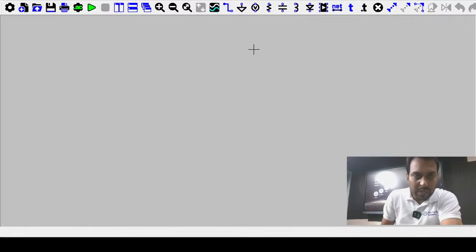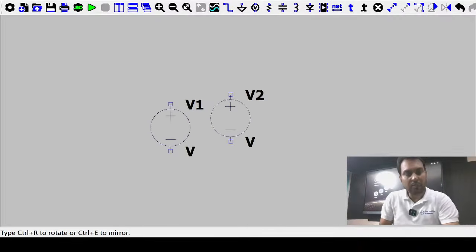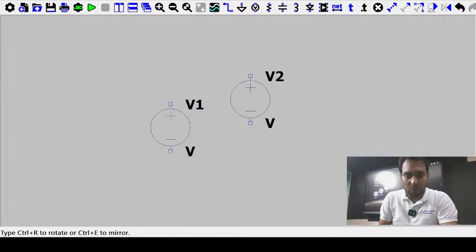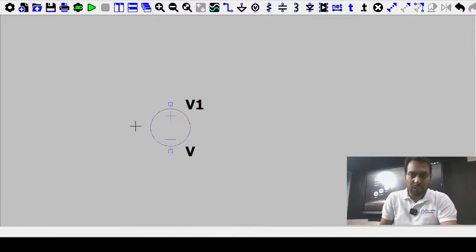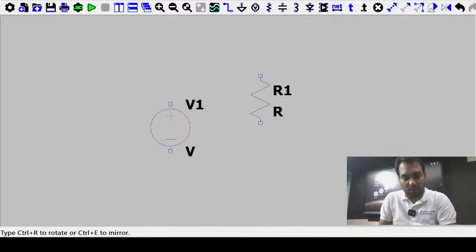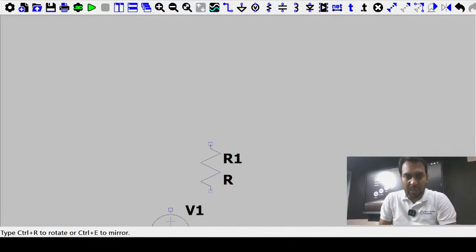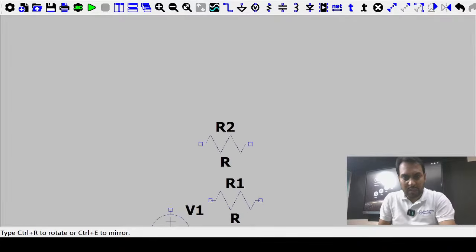Okay, so let's start with a very basic circuit that has a voltage source, and if you want to escape that, just press escape. It will remove from your mouse. So just a voltage source, and you have a resistance. If you want to rotate, you can press Control R. So you press Control R, it will be here. So this is the way, and escape it.